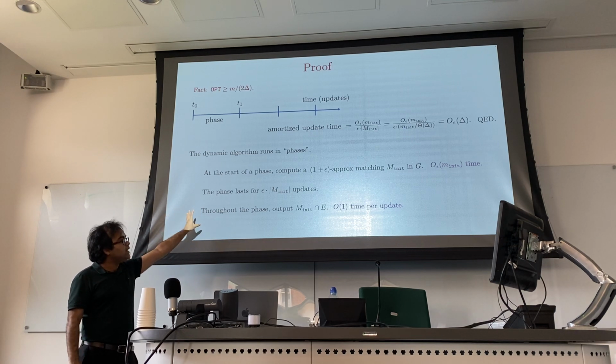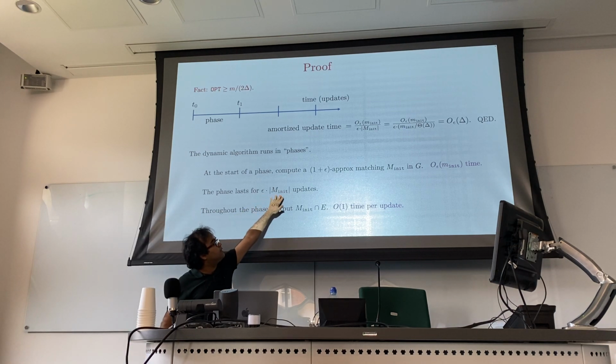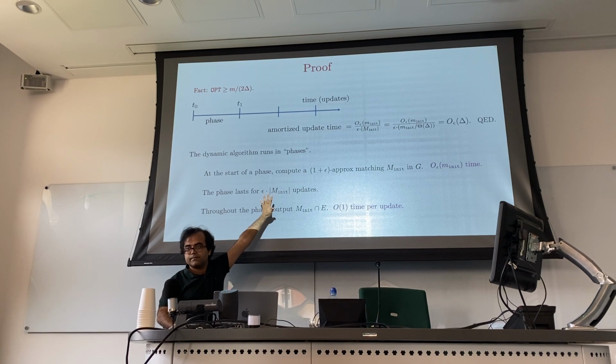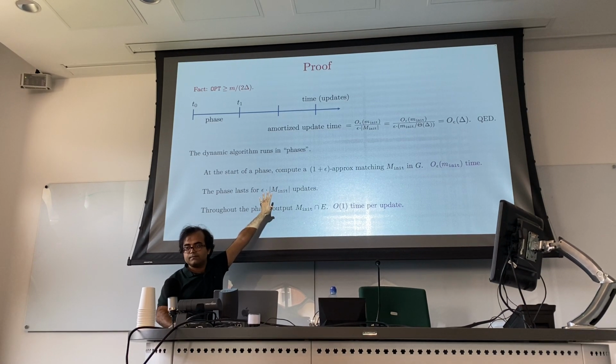Now, wait lazily for the next epsilon times the size of the matching you have constructed many updates. That's your phase. The phase will end after these many updates. So you don't do anything? Is that the point, that you don't do anything? Yes. Don't do anything. That's what it means. Okay. I see. So that's why it remains constant.